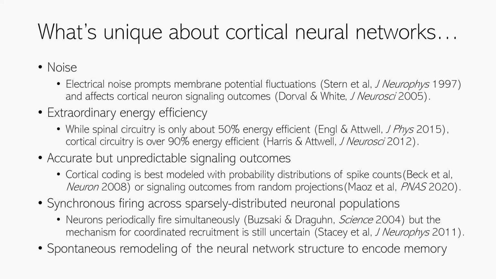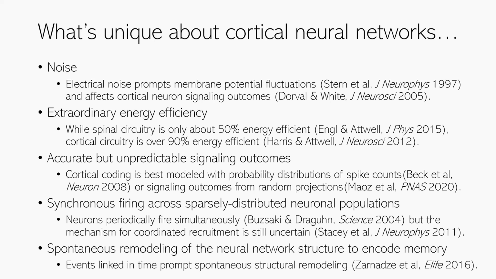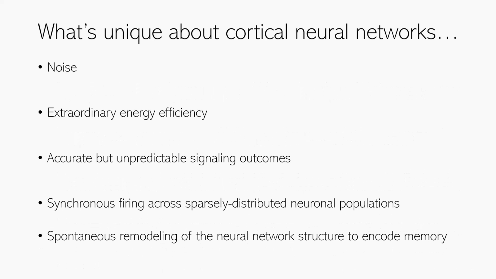And finally, cortical neurons spontaneously undergo structural remodeling to encode memory. And really, it's these temporally bound coordinated firing patterns that prompt spontaneous structural remodeling. And again, this is not something that happens in spinal circuitry. So these are the unique characteristics of cortical neural networks. Let's go through each of these characteristics again.